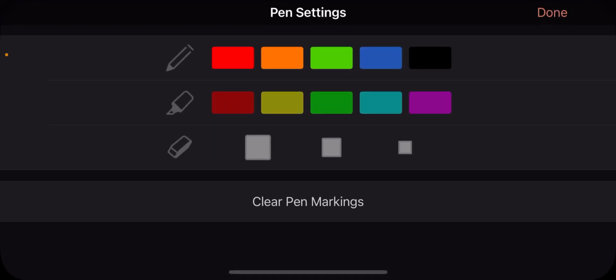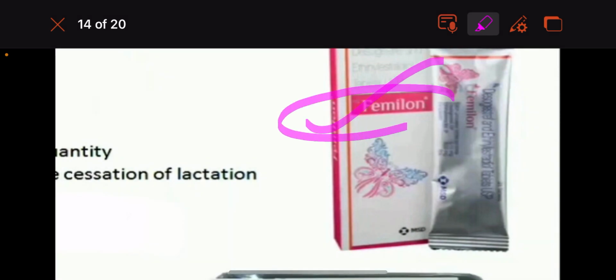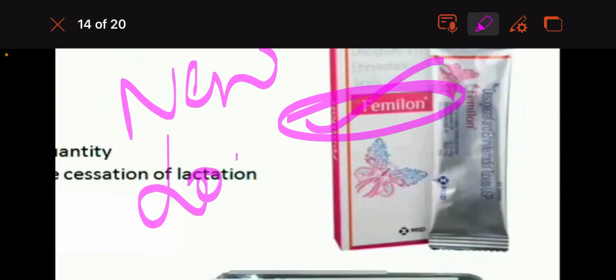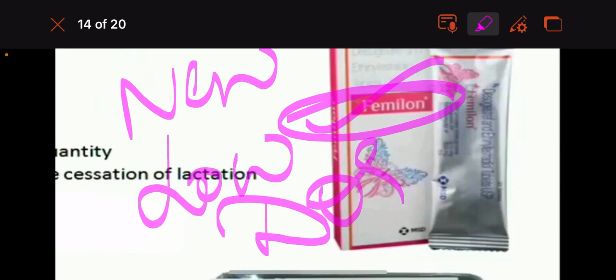Now let us see the picture. Femilon. Okay, there is a butterfly on the Femilon. This is Femilon. It is a new low dose OCP. Low dose is what you have to remember.